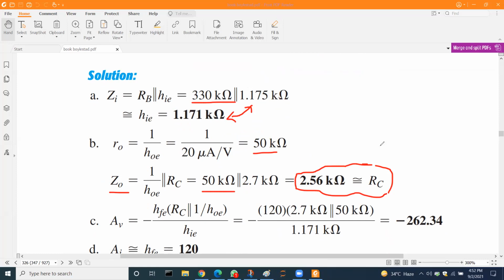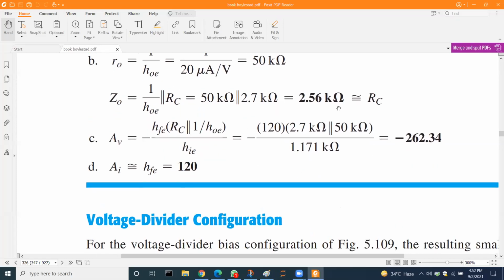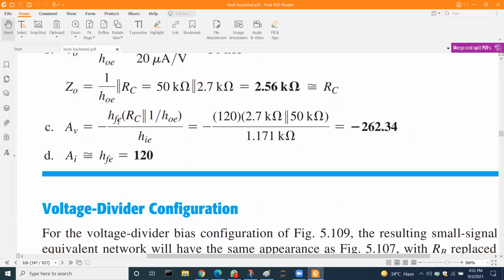So we can find this. We can apply the formula for AV, the main formula: hfe times RC parallel with R0, divided by hie. After putting the values, we get a value which is negative and also gives the gain. Similarly, the current gain is primarily the beta, which is given in the data sheet as 120. So this is how we do this exercise. This is also an important example.